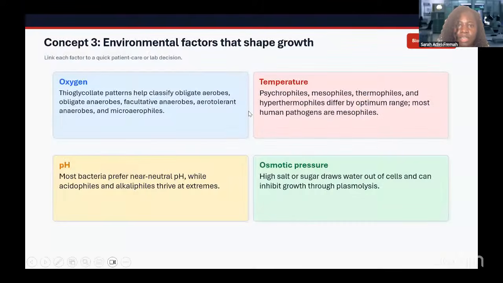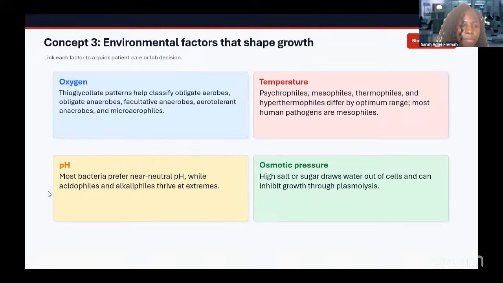Okay, so if not, I'm going to move to the next concept, which is the various environmental factors. If microbes get the nutrients that they need, what are the other environmental factors that could impact microbes? These factors: oxygen is one of them. There are other gases like carbon dioxide. I'm going to ask that question very soon.